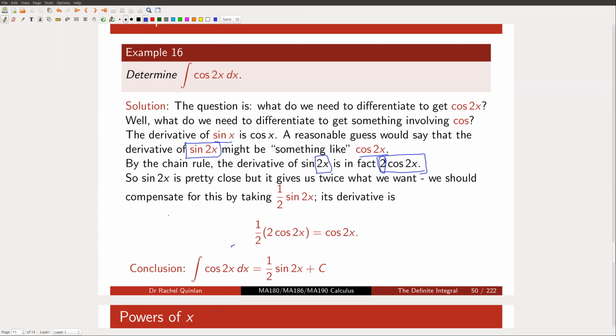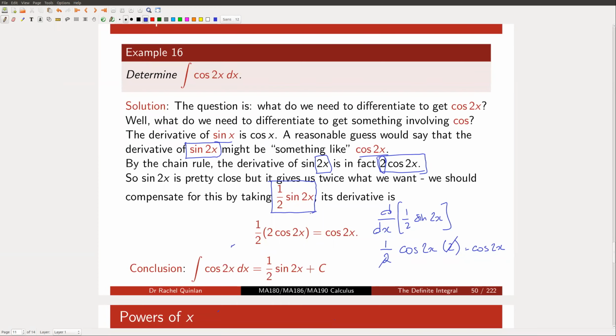So if we differentiate half of sine of 2x, the half we can pull out because it's a constant factor. We get cosine of 2x times 2 by applying the chain rule. The 2 cancels the half, and we get cosine of 2x, which is what we want. So what we're saying is that 1/2 of sine of 2x is a function whose derivative is cosine of 2x. So it's an antiderivative for cosine of 2x.